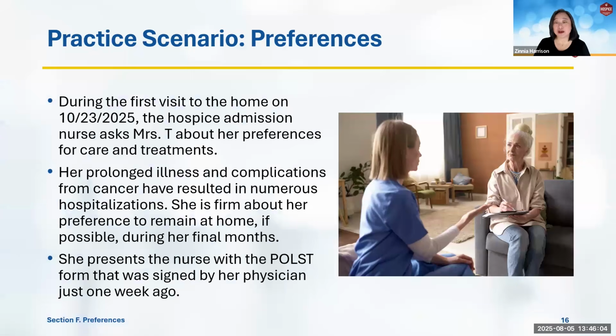Thanks, Terry. So we do have quite a few polls coming up, so I hope everyone's ready. During the first visit to the home on October 23rd, 2025, the hospice nurse asked Mrs. T about her preferences for care and treatments. Her prolonged illness and complications from cancer have resulted in numerous hospitalizations. She is firm about her preferences to remain at home if possible during her final months. She presents the nurse with the POLST form that was signed by her physician just 1 week ago.